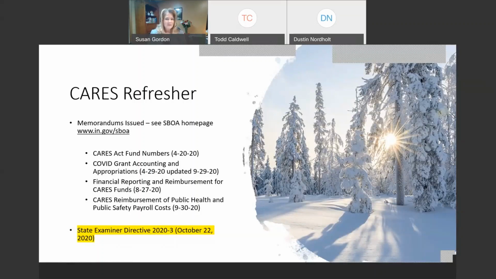You remember last year we issued lots of memorandums on how to account for COVID funds and how to account for CARES funds. I've listed those major ones there for you. The one that deals with the money from IFA is State Examiner Directive 2020-3, and that's where we'll spend most of our time in this next section.